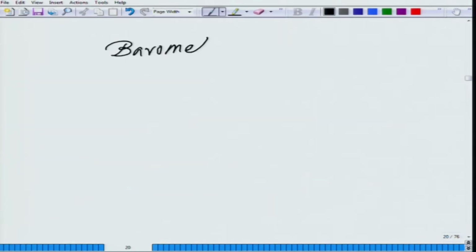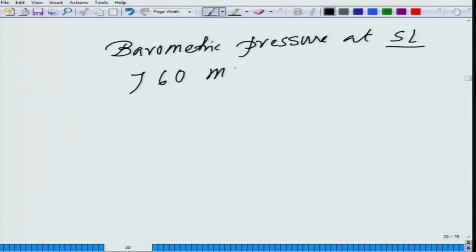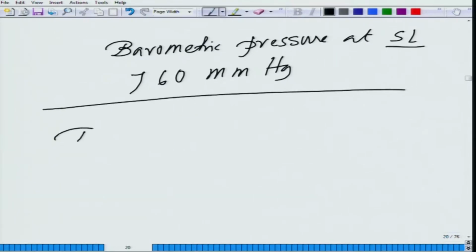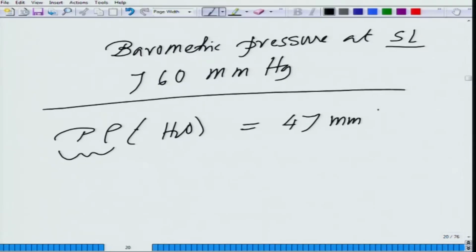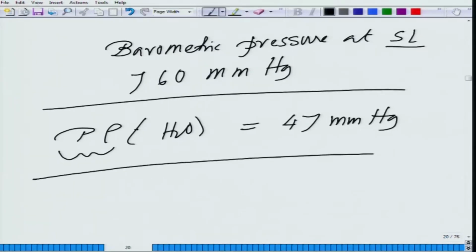So, when the barometric pressure at sea level, I am just putting SL, is 760 millimeter mercury. And the partial pressure of water vapor, I just put PP, is 47 millimeter mercury. This value, I give you this value.